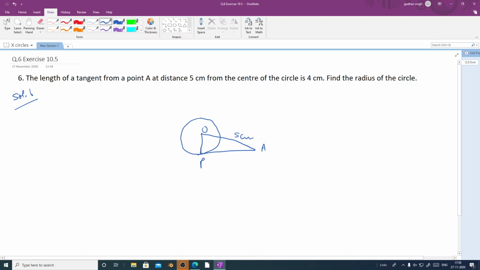So this is the kind of figure we are getting, and we have to obtain the value of OP. The length of the tangent from point A, at a distance of 5 cm from the center of the circle, is 4 cm. So the length of the tangent is 4 cm. Now we know that the radius is always perpendicular to the tangent at the point of contact.